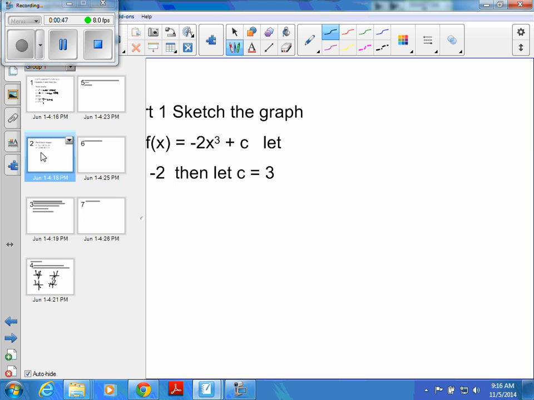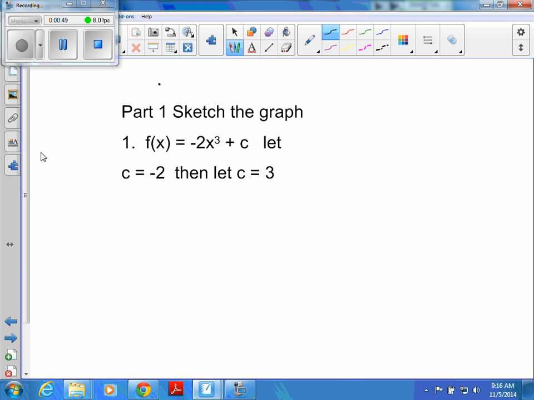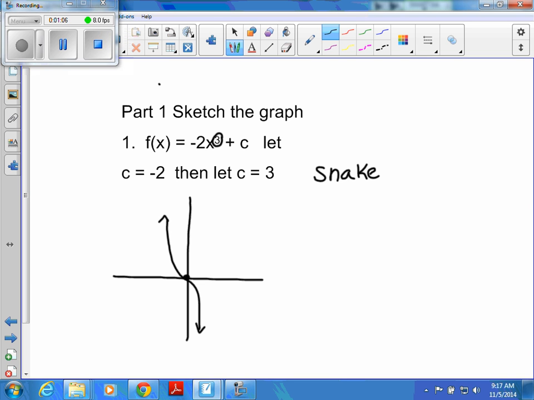Okay, we're going to learn how to graph first of all, and it's very similar to the last chapter. The highest power is the 3. What does the 3 make? It makes a snake. Since it's a negative 2, though, the snake is going to look like this. The 2 makes it skinnier, it flips it, and it's x to the third.